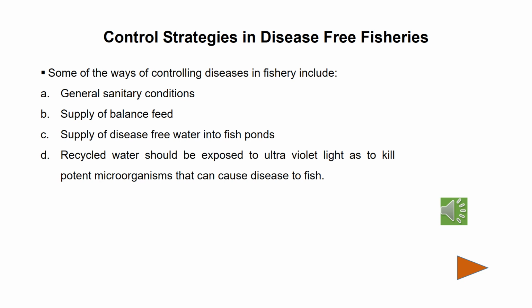Control strategies in disease-free fisheries. Some of the ways of controlling diseases in fishery include general sanitary conditions, supply of balanced feed, supply of disease-free water into the fish ponds. Recycled water should be exposed to ultraviolet light so as to kill potent microorganisms that can cause diseases to fish.